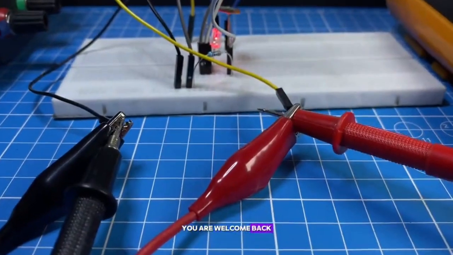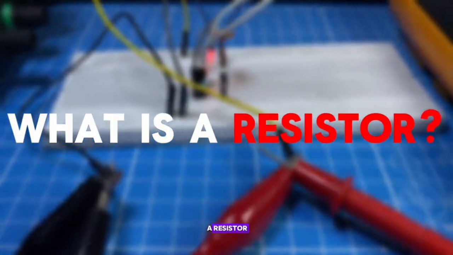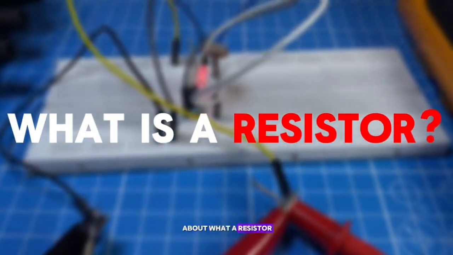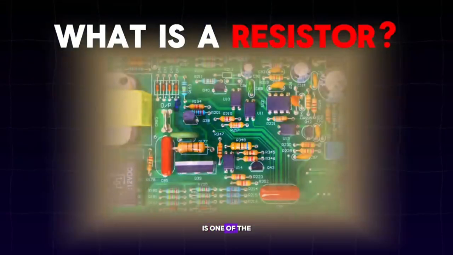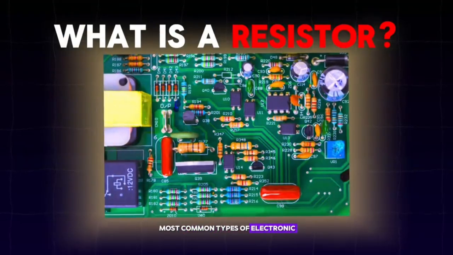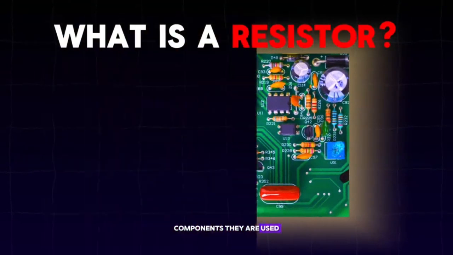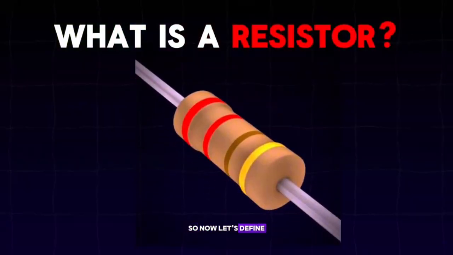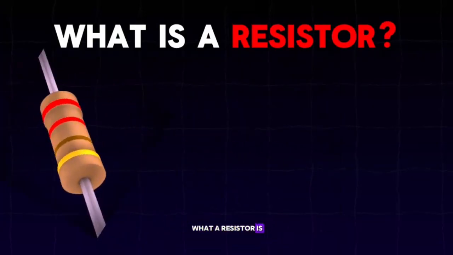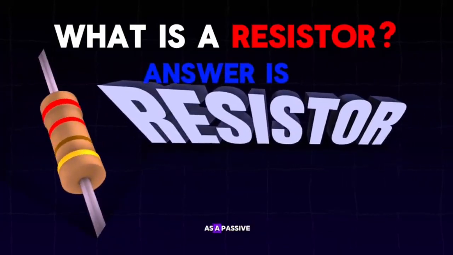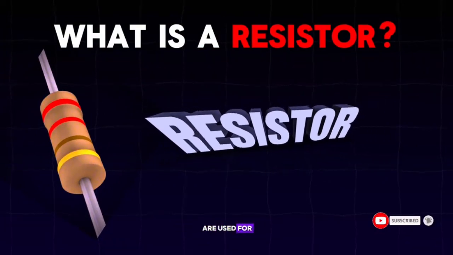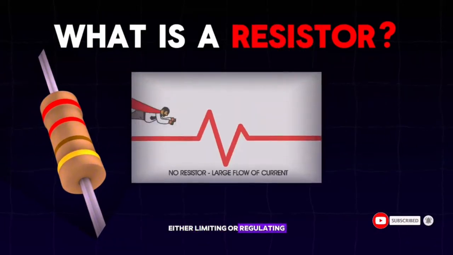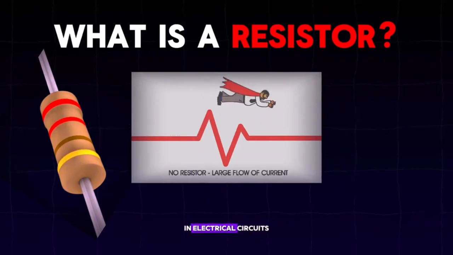You are welcome back. So now what is a resistor? But before I talk about what a resistor is, I will firstly want you to know that a resistor is one of the most common types of electronic components. They are used in various circuits. So now let's define what a resistor is. A resistor is defined as a passive electrical component with two terminals that are used for either limiting or regulating the flow of electric current in electrical circuits.